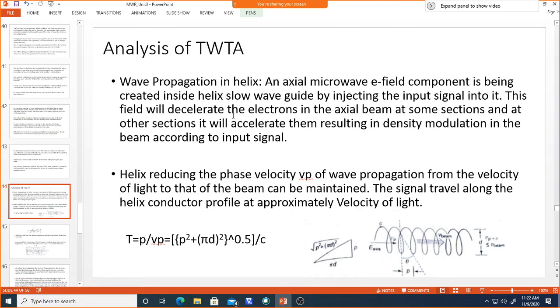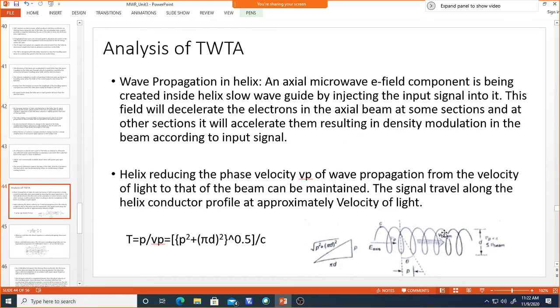Now coming to the analysis of the TWTA. As we said, the helix structure carries the wave, and it has a diameter as well as a pitch. How does the wave propagation in the helix happen? Whenever an axial microwave E field component is created inside the helix, the slow wave structure, by injecting the input signal, this field will decelerate the electrons in the axial beam at some sections and accelerate them at other sections. Due to this axial field, some parts will accelerate and some parts will decelerate, resulting in density modulation.